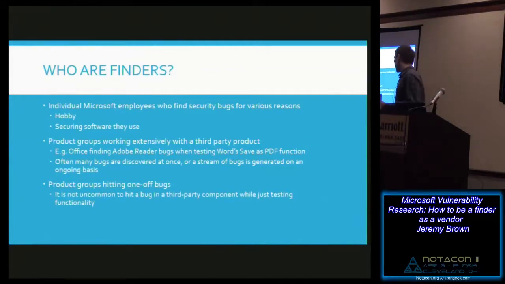Sometimes it's product groups working extensively on a third-party product. Office finding Adobe Reader bugs when they're testing other functions that they may be implementing. Or product groups hitting one-off bugs. They're testing their own functionality, it ends up going to another third-party software that we're using for some reason, and we end up hitting the bug there. So a lot of different people would be finding these bugs, and hence the need for coordination with other vendors.